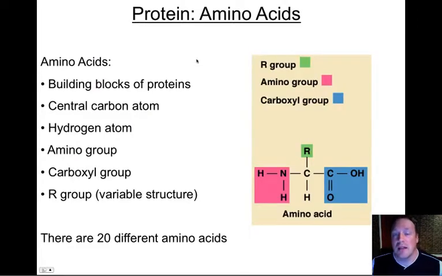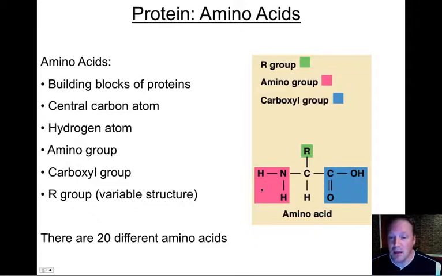But before we get into those 4 levels of structure, let's talk about the specifics of the monomers of proteins, which of course are amino acids. If you haven't already, write this down, okay? Draw this structure. Now when you look at this, you have a key here, all right? There are really 4 main parts to any amino acid.